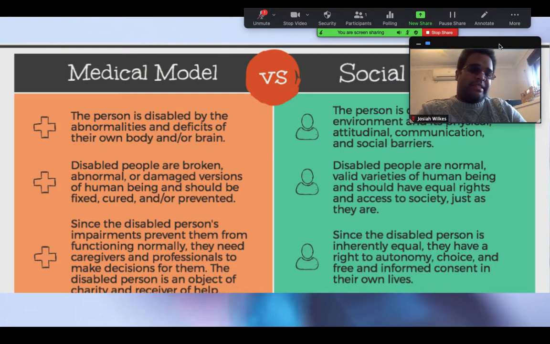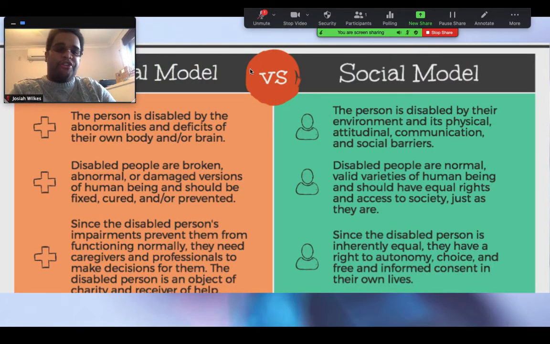So the other side that we prefer to think of in terms of inclusive education is the idea of the social model. And this idea is that the person is disabled by their environment and its physical, attitudinal, communication and social barriers. So I am not disabled by the things that are wrong with my body. I am disabled by people's negative attitude toward me. I am disabled by the environment around me, that the environment might not work for me.